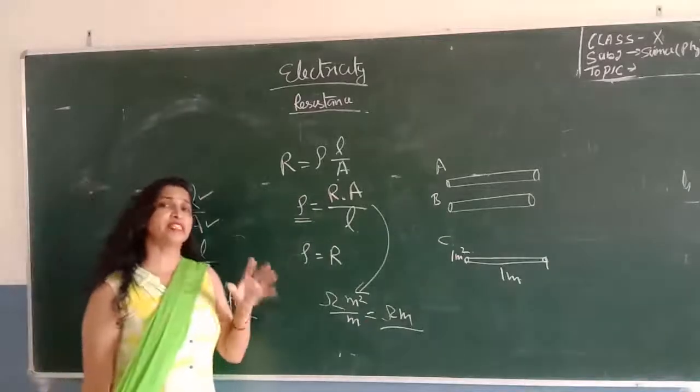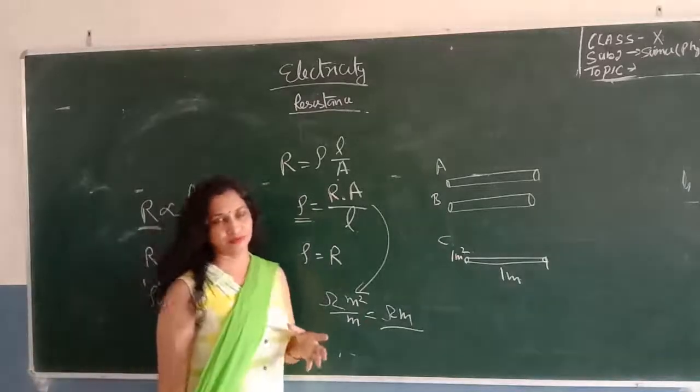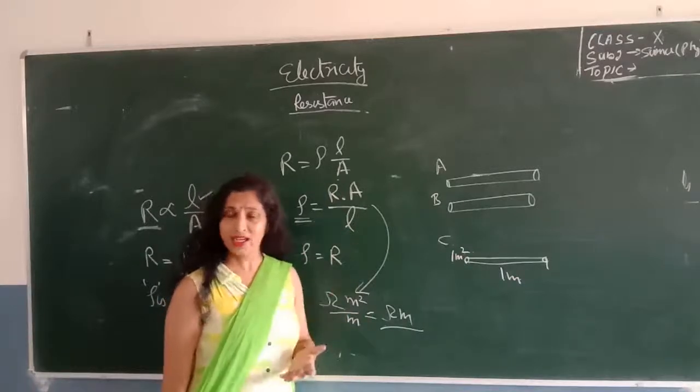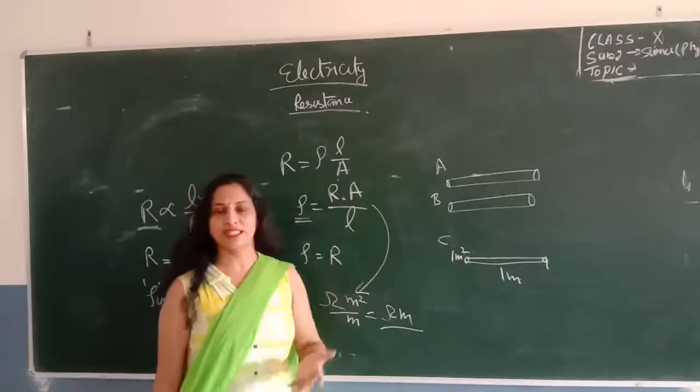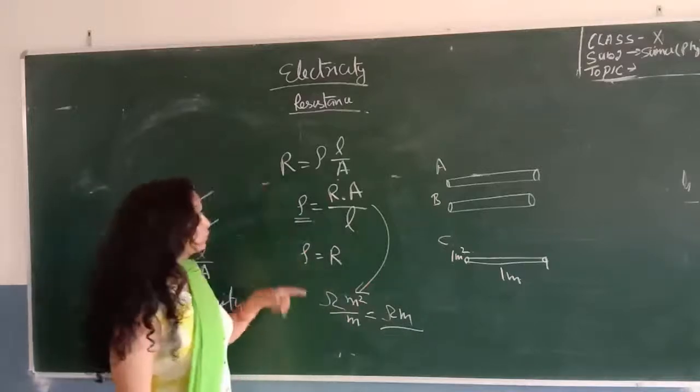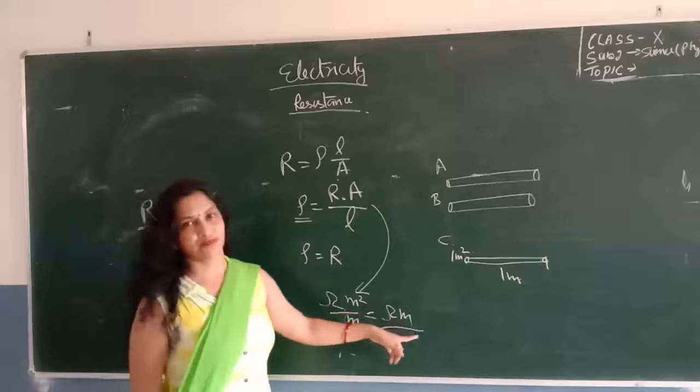So the resistivity of the material is a constant property which does not depend on the length or area. It only depends on the nature of the material as well as the temperature. The SI unit of resistivity is ohm meter.